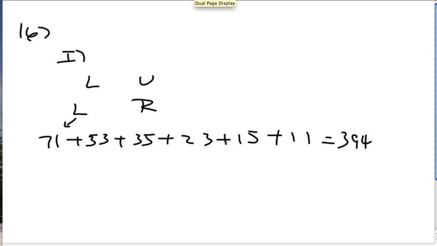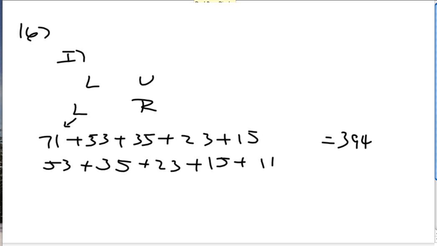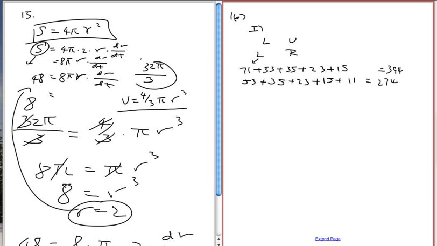Which give you 374, if I didn't calculate wrong. And then the right, which is the upper limit, will give you this, 274. This is the answer for question 1.